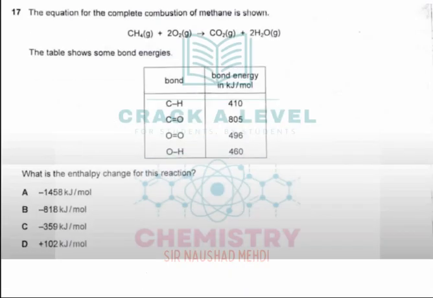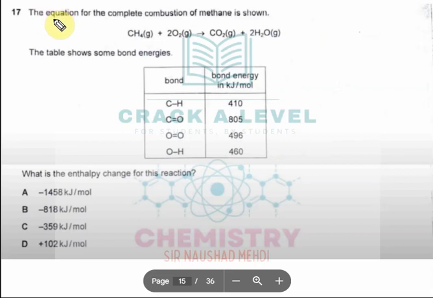In MCQ number 17, it is saying that the equation for the complete combustion of methane is shown. The table shows the amount of bond energy. What is the enthalpy change for this reaction? So you have to calculate the enthalpy change. First of all, for the enthalpy change, you have to calculate the total bond energies of the reactants and then the total bond energies of the products.